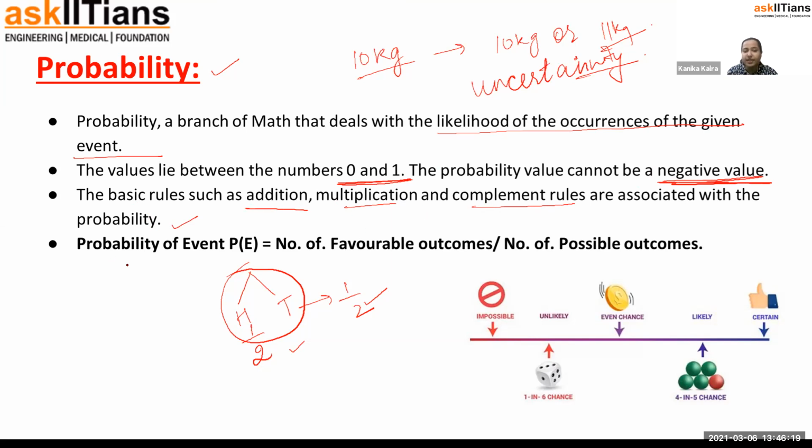Now, how do you represent the probability? The probability of an event E is given by the number of favorable outcomes divided by the total number of possible outcomes. For example, suppose there is an event of rolling a die. We know that on a die, there are 6 numbers, 1, 2, 3, 4, 5, and 6. So if I want to find out the probability of getting an even number, how many even numbers are present? 2, 4, and 6. So there are 3 favorable outcomes.